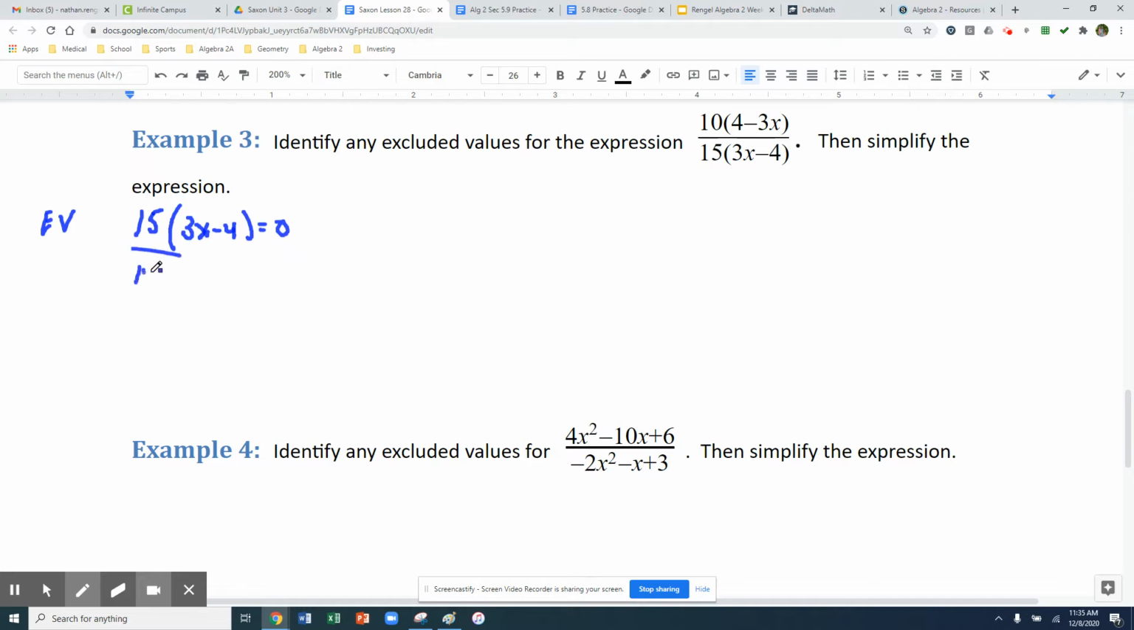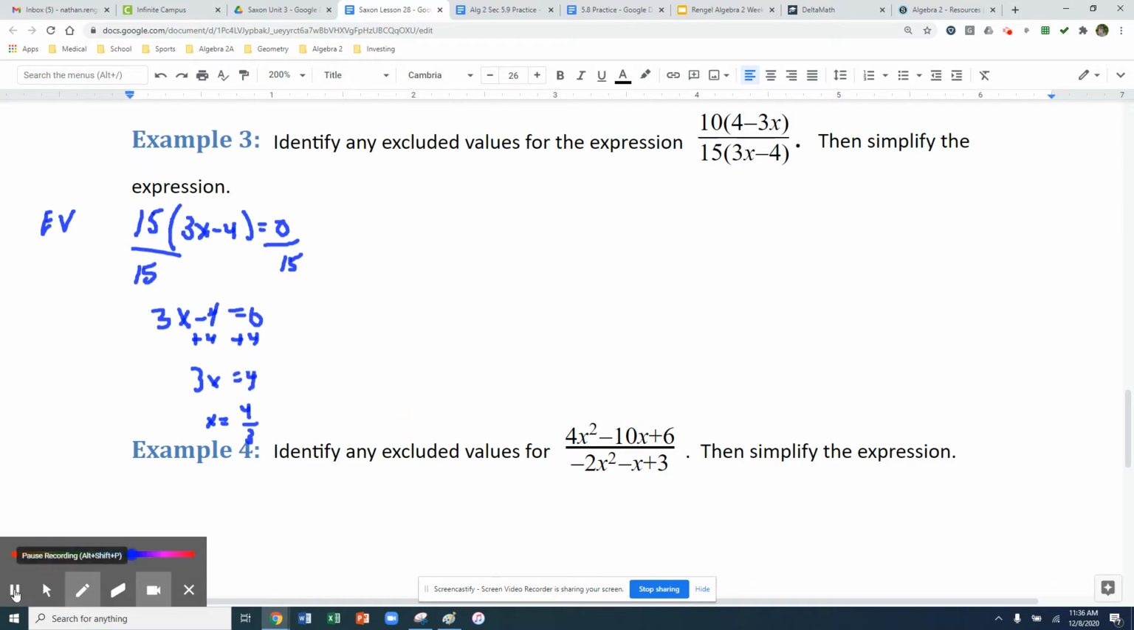And then we just do our algebra. I would divide by 15 on both sides, which 0 would still be 0. So 3x minus 4 is going to equal 0. Then I would add 4 to each side. I get 3x is equal to 4. And then lastly, I would divide both sides by 3, which would give me x equals 4 thirds. So there would be my excluded value, 4 thirds.